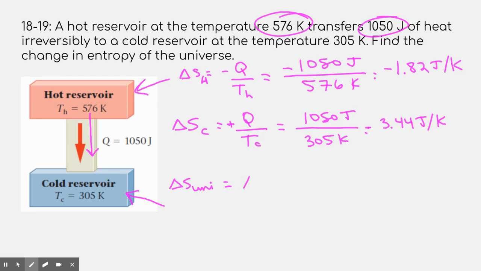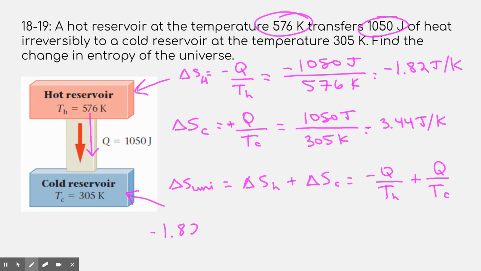Now let's go ahead and find the change in entropy of the universe. To do that, we're just going to add both of these together. So our hot plus our cold reservoir, which ends up equaling this. That should look a lot more familiar to you because this is what the formula from the concept video looks like. But let's just take that information.